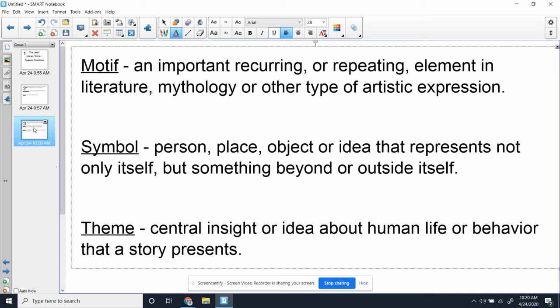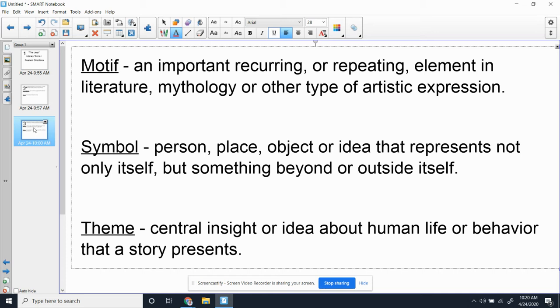I think a rose is mentioned in Romeo and Juliet like four or five different times, and that's partially what can make it a motif. First of all, every time the rose is talked about, something important is happening. And then secondly, it happens over and over again. That makes it a motif.